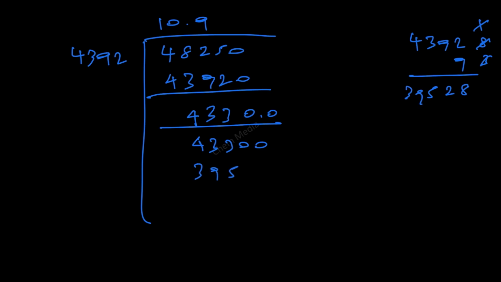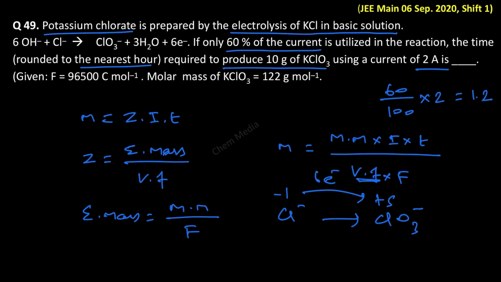Therefore 39528. We will stop it at this stage because they want the nearest integer. So therefore we can take this value and make it as 11. Therefore 11 is the correct answer for this question.